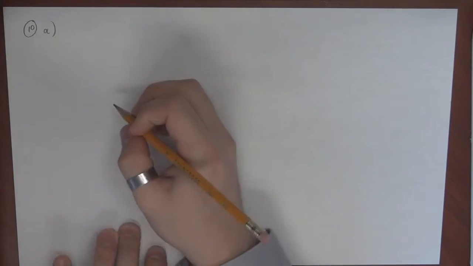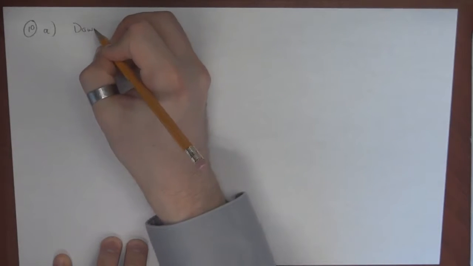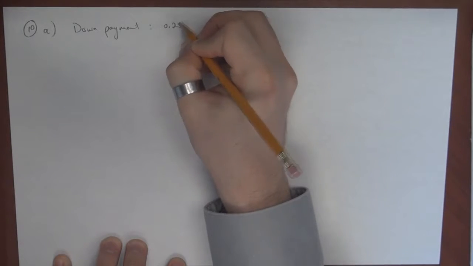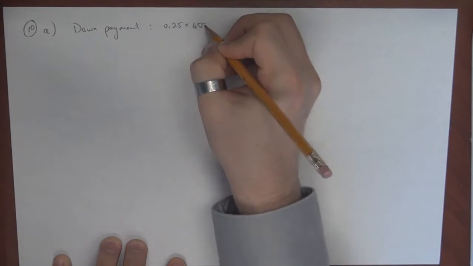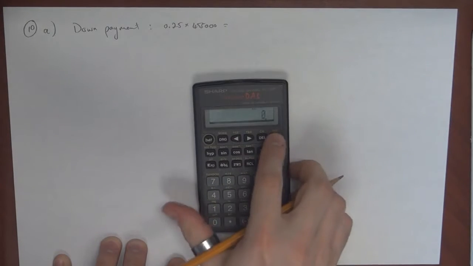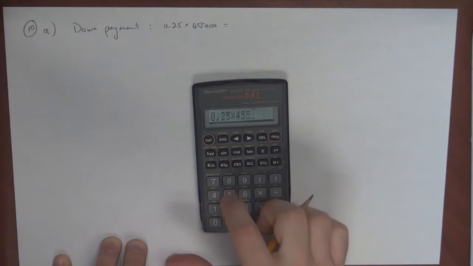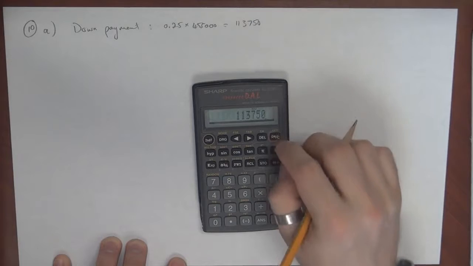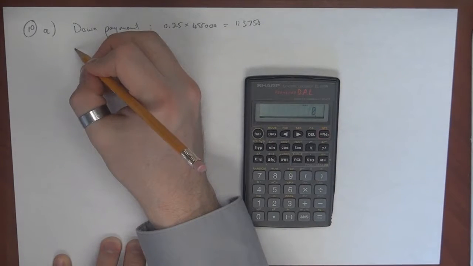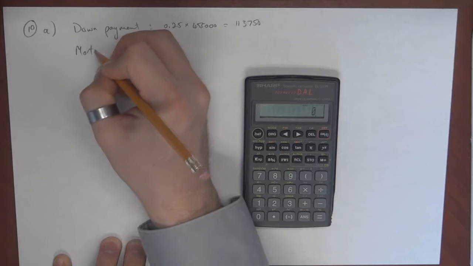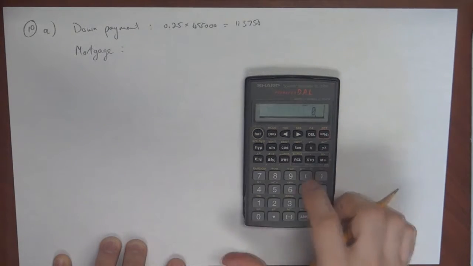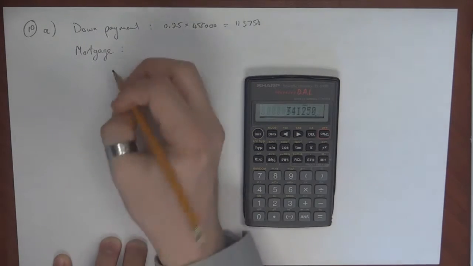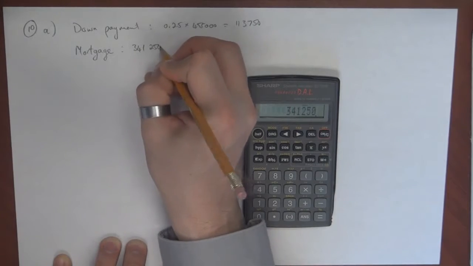10A. So the down payment is 25% of 455,000. 0.25 times 455,000. So that's 113,750. So my mortgage is 455,000 minus the down payment, 341,250.